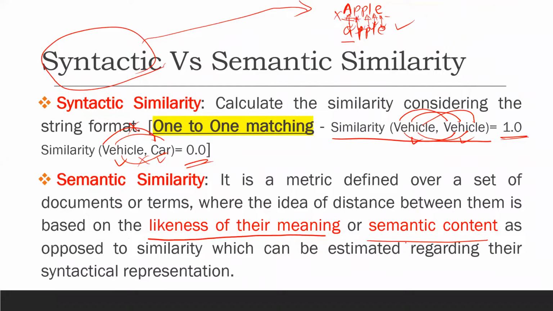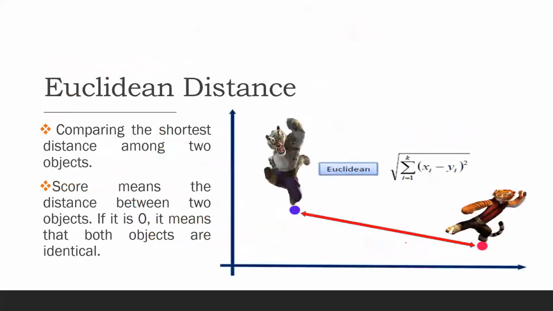Whenever we are asked to find the syntactic similarities, you need to check the structure of two words. But whenever we are asked to find the semantic similarities, you need to find out the meaning, whether they have the same meaning or not. That is the way you can find out the similarities. Let's look at some distance calculation methods for similarity calculations.